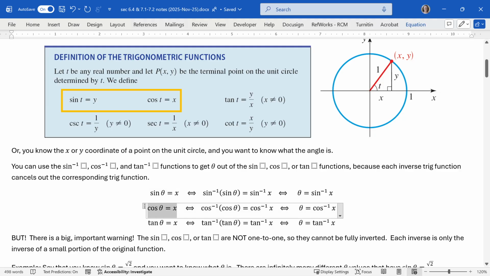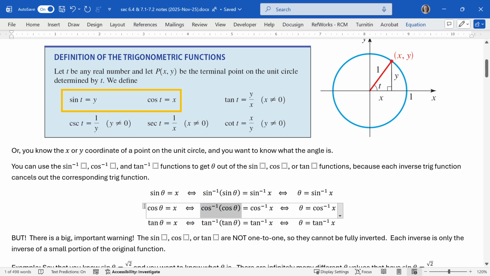Okay, so if you knew what cosine theta was, and you wanted to find theta, just apply cosine inverse to both sides of the equation. In other words, plug both sides into the cosine inverse function. You're going to wrap cosine inverse around the left side of the function, just like wrapping a glove around your hand. And you're going to wrap it around the right-hand side of the function as well.